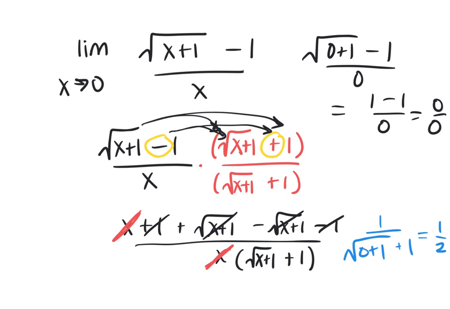So sometimes we just plug in the x value, and we get a number. Sometimes we plug in the x value, and we get 0 over 0. And then our two choices that we usually do from there are factoring or this conjugate thing.